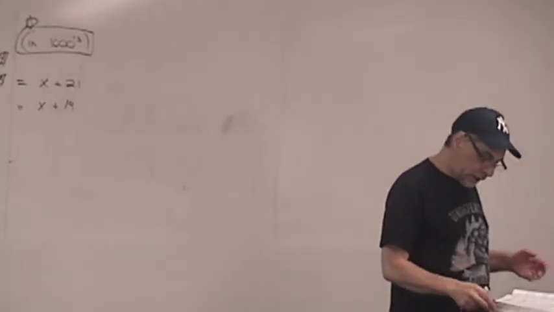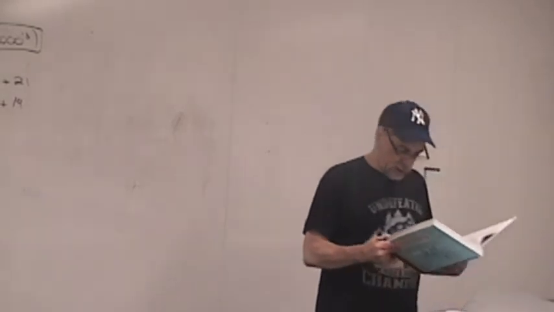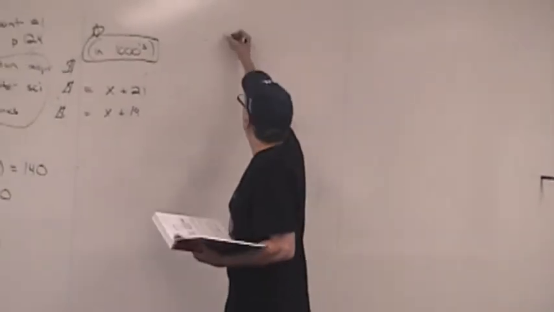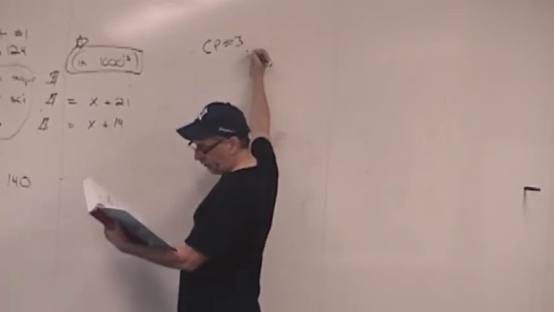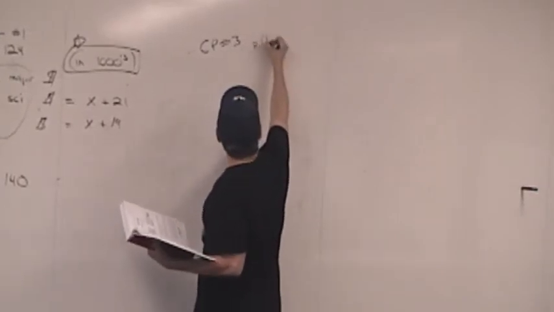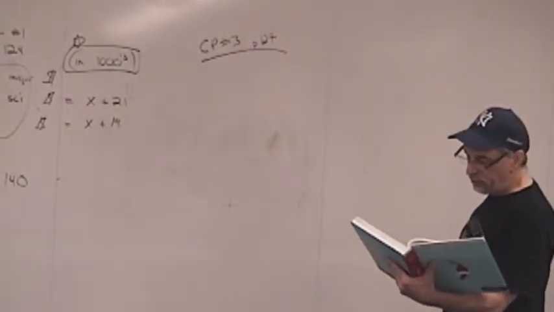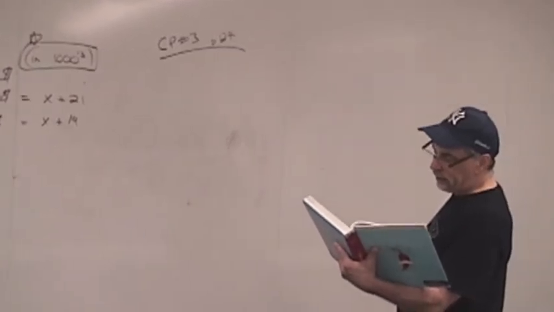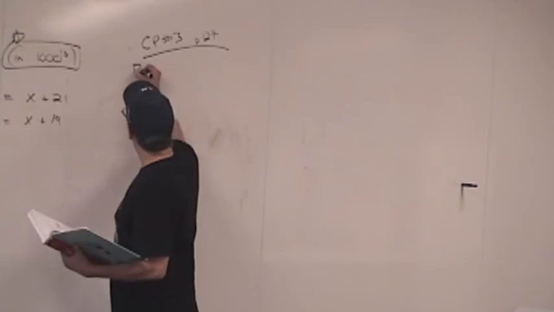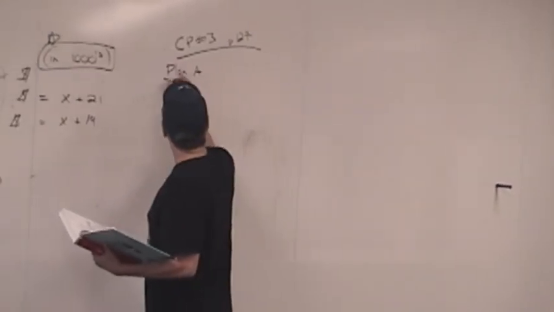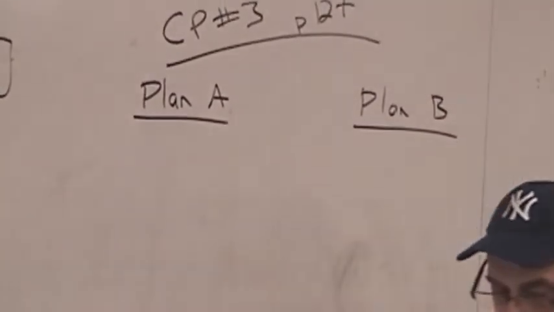So we'll do another one here, little different type. This is going to be checkpoint 3 on page 127. All right, and in this one, you're choosing between 2 texting plans. You're going to choose the one that's cheaper. All right, so we got 2 plans. We'll look at the information of plan A and the information for plan B, and then we'll compare them.